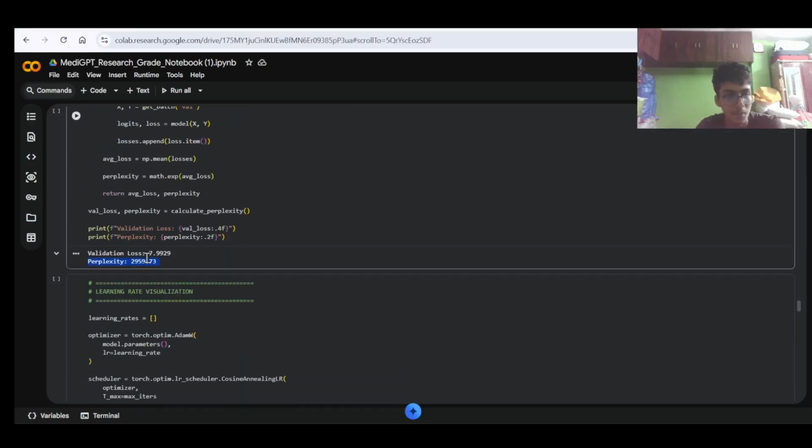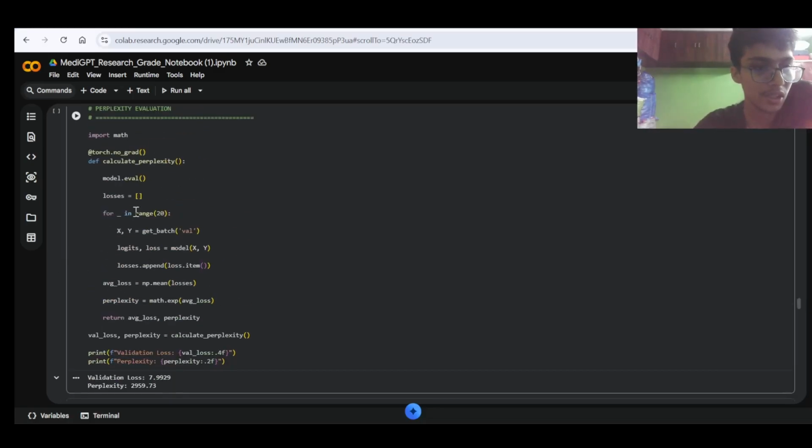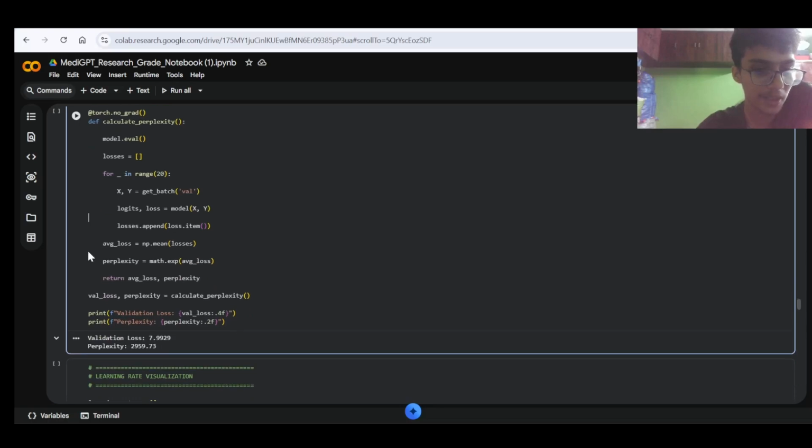Now, validation loss and perplexity are two metrics to evaluate this. As I said, we use cross entropy loss, right? So you can see we get the loss, and then we get the perplexity. The average loss is what? We calculate the cross entropy loss for each token in the batch, then we calculate the average, and then we compute perplexity.